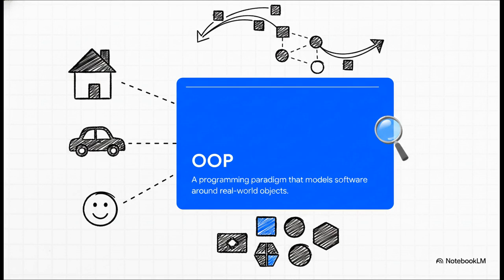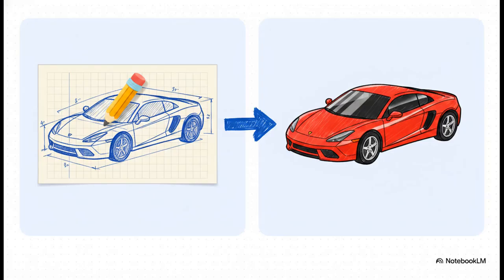See, OOP doesn't just look at code as a boring, sequential list of instructions flowing from top to bottom. Instead, it's this incredibly brilliant paradigm that models your software around real-world interacting entities. We call these entities objects. The genius here is that you're bundling the data and the specific actions that modify that data tightly together. Let's break this down with a classic analogy that just perfectly nails these technical concepts.